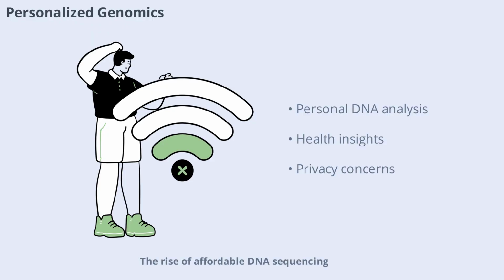The rise of affordable DNA sequencing has made personal genomics accessible to many. Bioinformatics tools interpret individual genetic data, providing insights into ancestry, health risks, and traits. Companies like 23andMe and AncestryDNA use bioinformatics to deliver personalized reports. This growing field empowers people to make informed decisions about their health and lifestyle, while also raising important questions about privacy and data security.